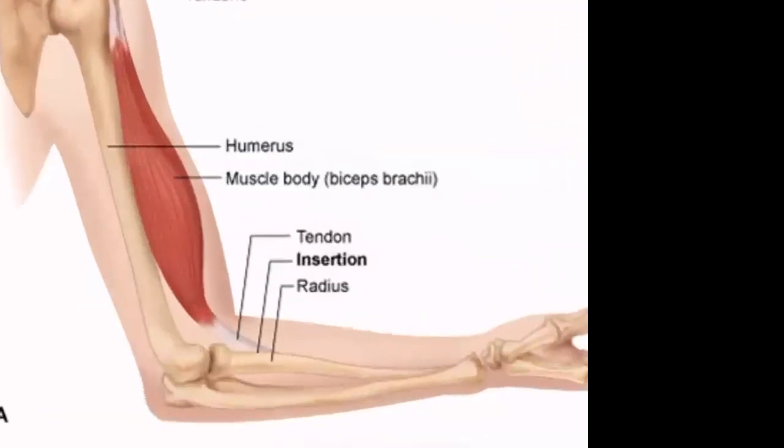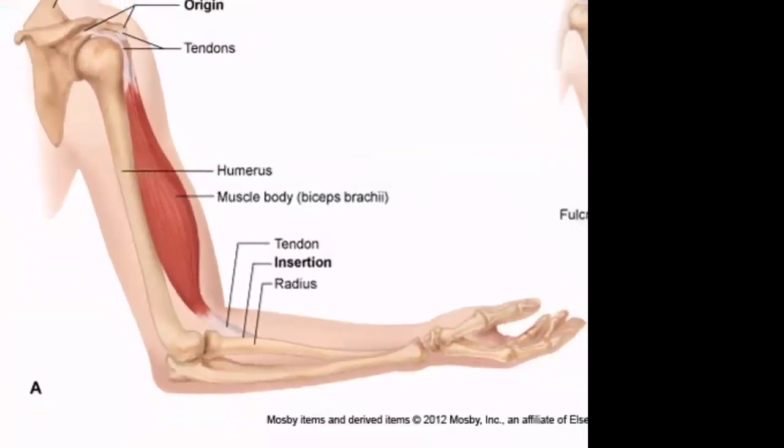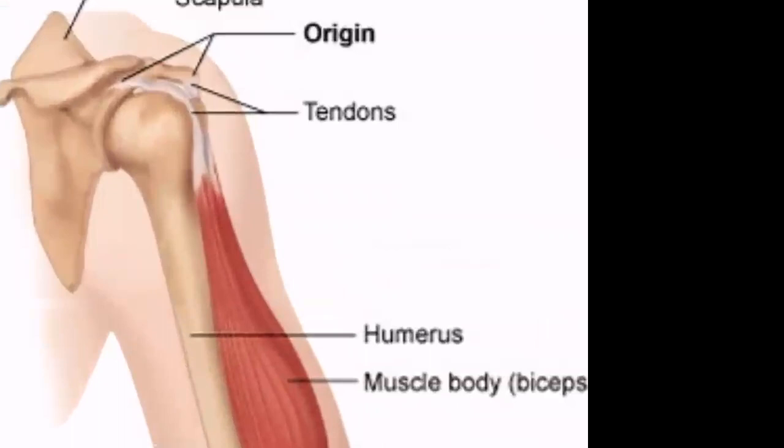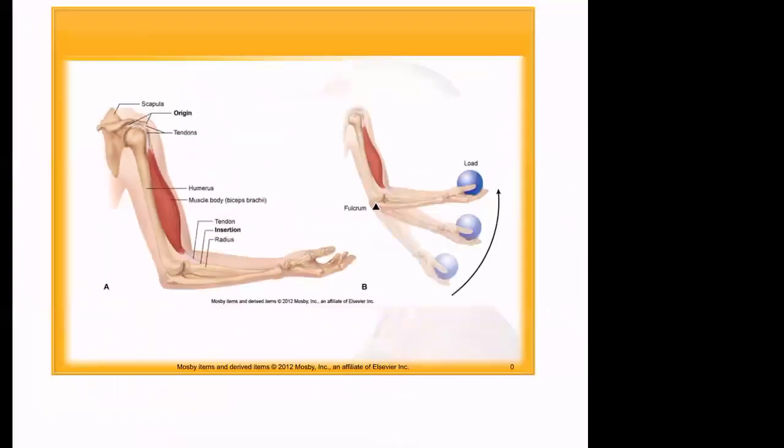It's a good image of the biceps brachii also, because bicep meaning two, it has two places where it begins, two origins, both actually happening up on the scapula. One of them is on the acromion. I think we talked about that already.